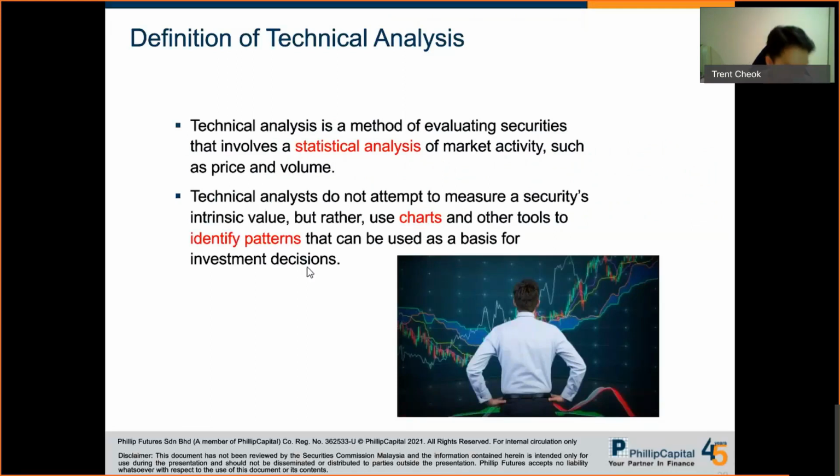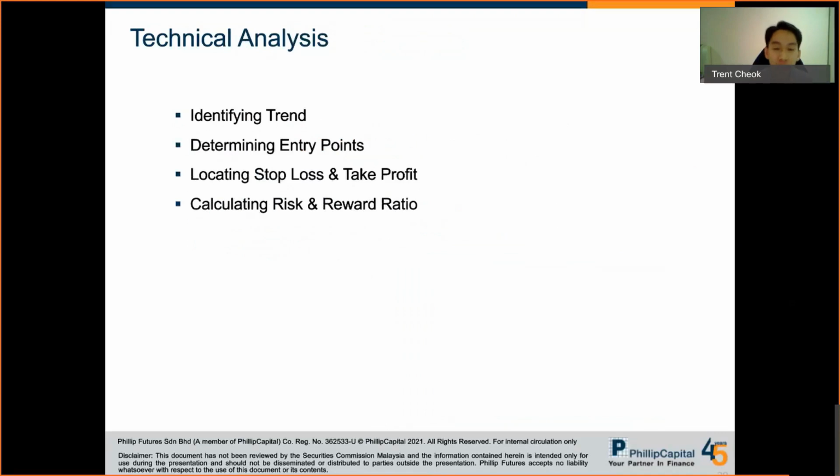Okay, so just a brief definition of technical analysis. Actually, it's a statistical analysis of the market activity such as price and volume to evaluate the underlying security. Basically, analysts will use charts and identify patterns to make their investment decisions. In this technical analysis part, I will cover four items: how to identify the overall trend, determining the entry points, where to locate your stop loss and take profit point, and lastly how to calculate the risk and reward ratio. These are the four main essential elements of technical analysis.